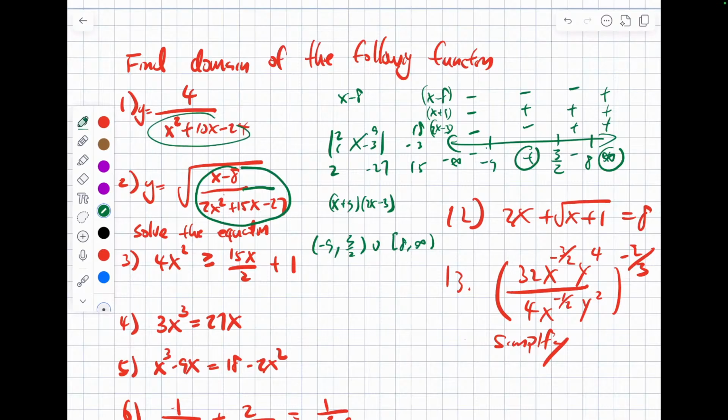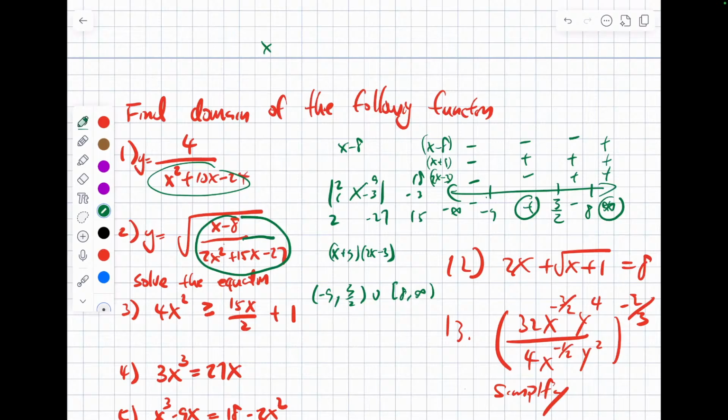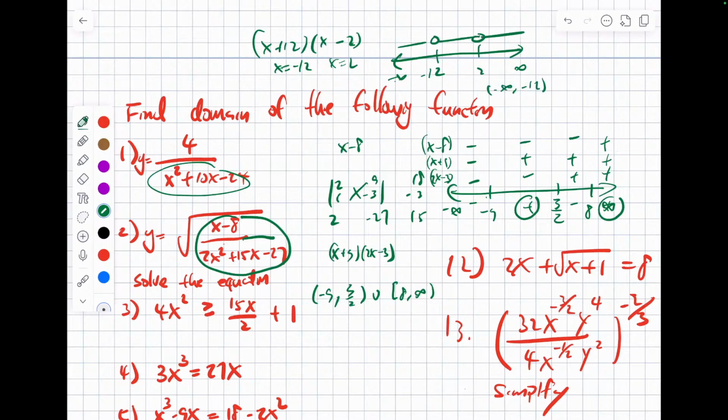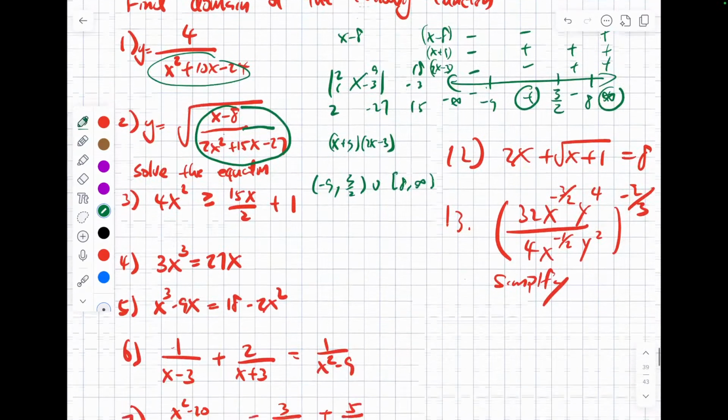Also, another one, people already forgot how to do this. I think somebody asked me in the back, how do I do that? It's just going to be x minus 12 and x plus 2. Oh, sorry, the other way around. So then x equal to -12, x equal to 2. Then it's negative infinity to infinity, with -12 and 2 as open circles. So it'll be negative infinity to -12, union from -12 to 2, and 2 to infinity. Those will be the domain of that function.